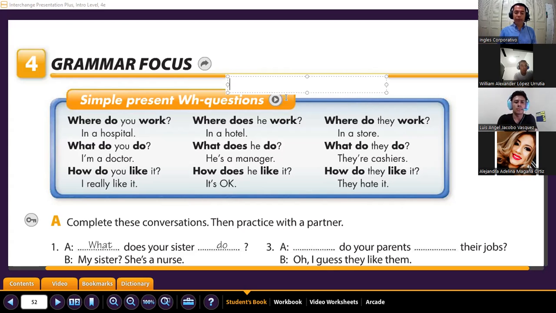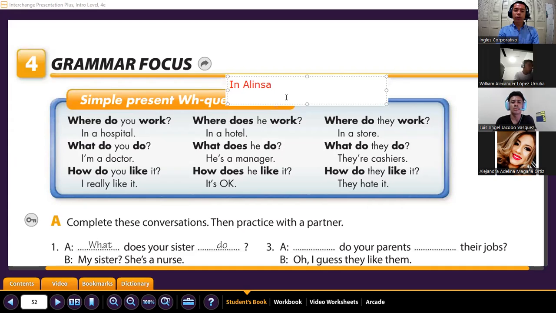What is the name of the company? What is the name of the company? Alinsa. Alinsa, right? Okay. Where do you work? In Alinsa. In Alinsa, yes. Okay, good. What do you do?